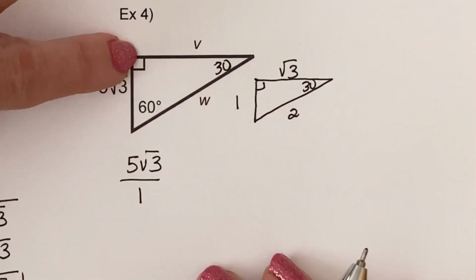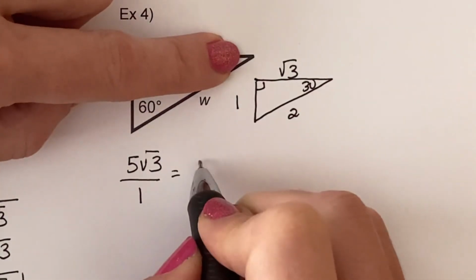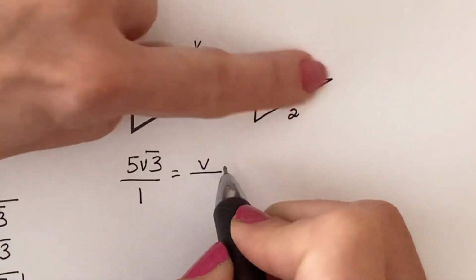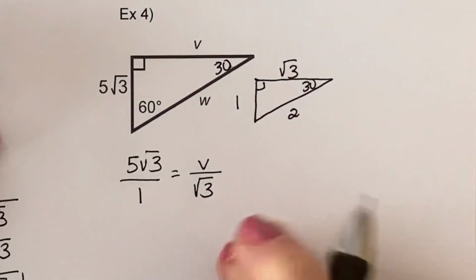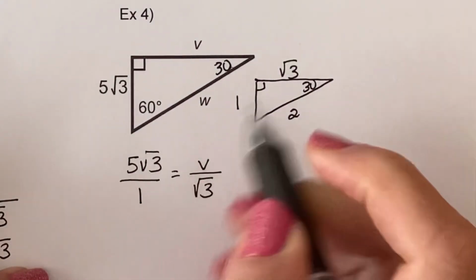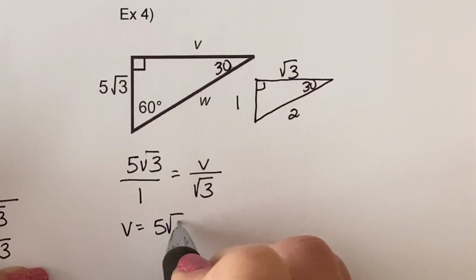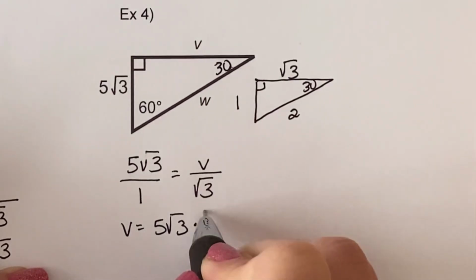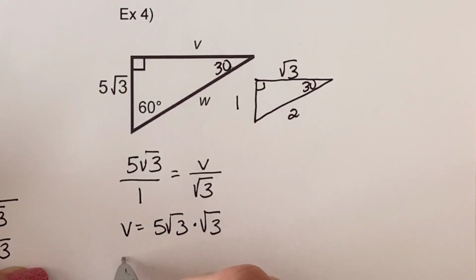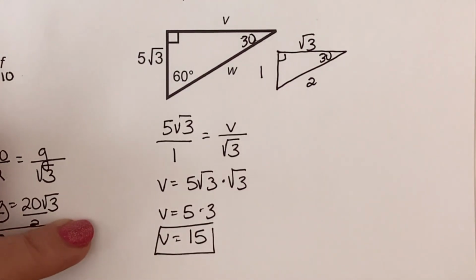And let's do V first. I'll do long leg V over long leg square root of 3. So little leg over little leg equals long leg over long leg. Let's cross multiply. V times 1 is V. 5 root 3 times root 3. Well, that's nice. Root 3 times root 3 is just 3. So V equals 15. Hurrah!